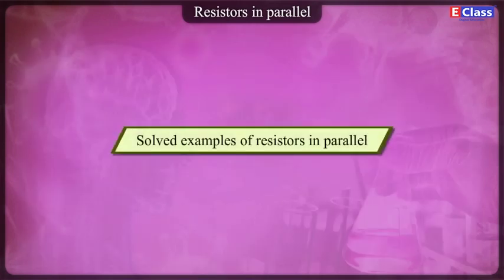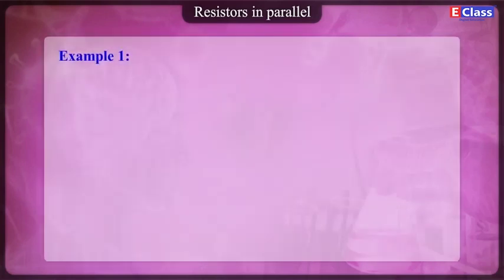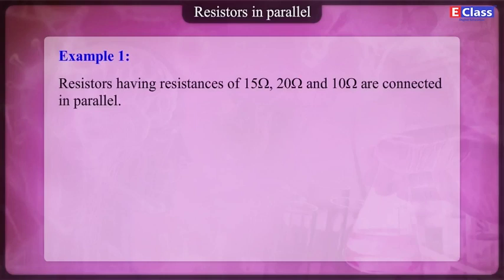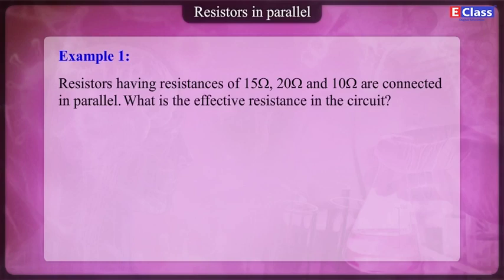Solved examples of resistors in parallel. Example 1. Resistors having resistances of 15 ohm, 20 ohm and 10 ohm are connected in parallel. What is the effective resistance in the circuit? Given R1 is equal to 15 ohm, R2 is equal to 20 ohm and R3 is equal to 10 ohm.